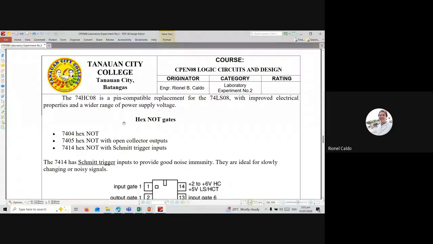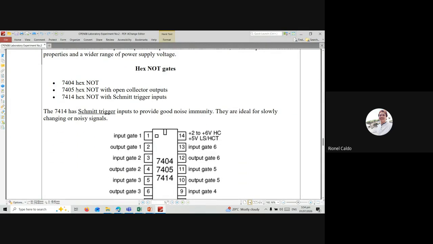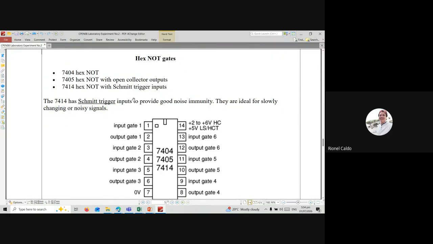The 74HC08 is a pin-compatible replacement for the 74LS08 with improved electrical properties and a wider range of power supply voltage. So, pwede ka naman gumamit ng ibang IC actually for the AND gate, pero for simplicity, LS series yung ginagamit natin. Similarly, ganun din. For the hex NOT gates, pwede kang gumamit ng 7404, which is the one that we are using. Pero pwede ka rin gumamit ng 7405, 7414. May konting difference lang siya, like yung 05 is with open collector outputs, yung 14 ay with Schmitt trigger inputs.